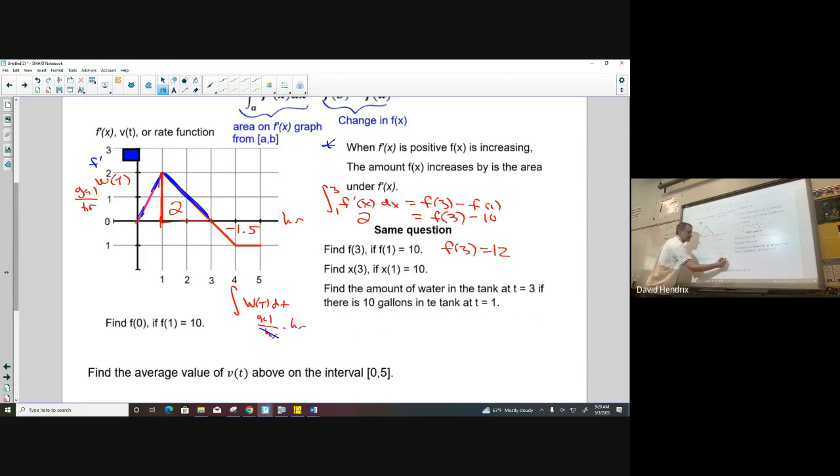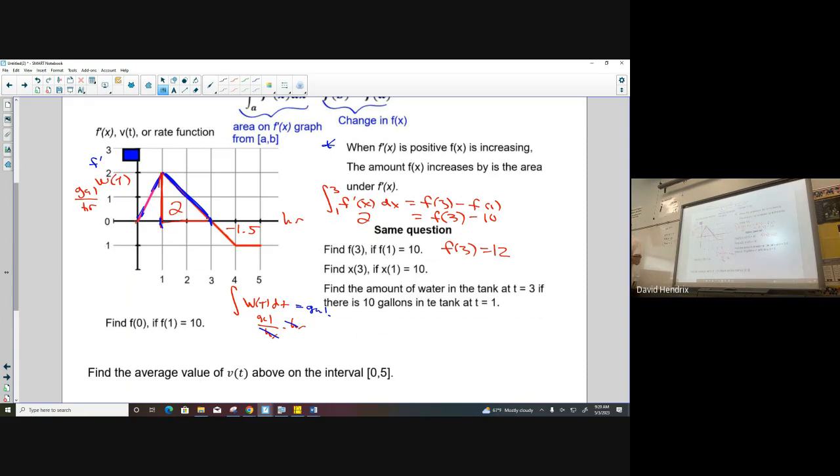These would end up canceling out and would just equal the number of gallons, right? So this would end up being the number of gallons that had actually filled during that time period. It's not how many gallons are in the tank, it's basically how many gallons actually flowed into the tank from time 1 to time 3. So 2 gallons flowed into the tank, so we have 12 gallons in the tank at time 3.